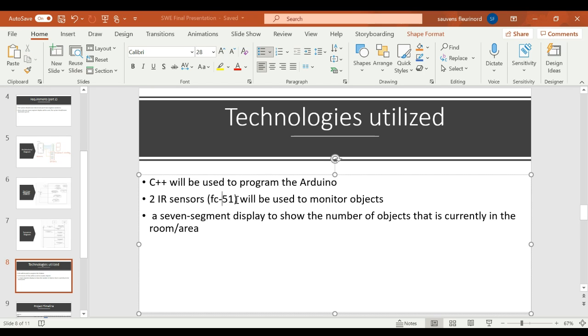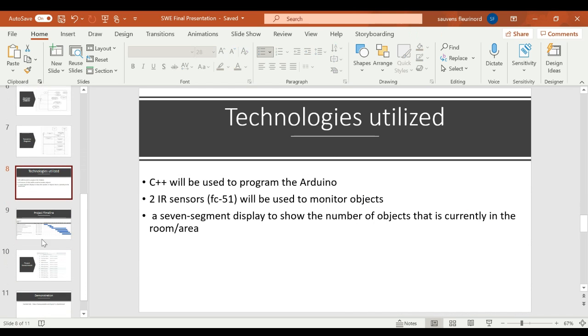The sensors we use are the FC51 sensors, and these sensors are heat sensors, so they work by detecting heat. Whenever they sense heat within a certain distance, the sensor gets activated, and that's how it can read objects going in and out of the room. And of course, a 7 segment display is used to show how many people or objects are in the room at that exact moment.